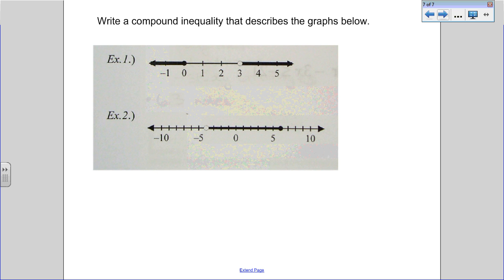So this one is going to be our or. I put the word or right here, right where the opening is at. And then I write exactly what I see. I see all numbers. What direction is this headed? To the right. So I see all numbers greater than. And what's my boundary here? 3. Am I equal to 3? How can you tell? Because it's an open circle.